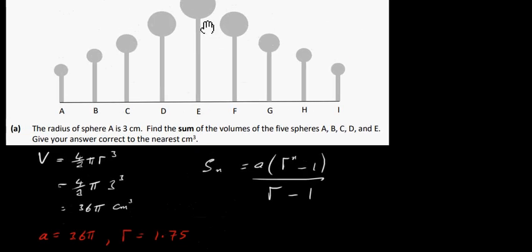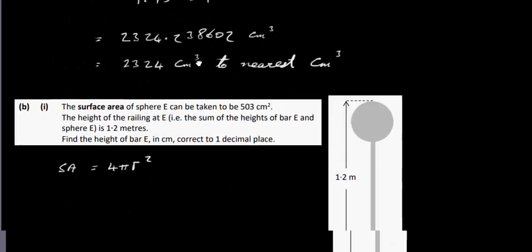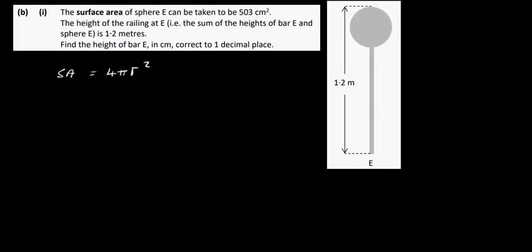It's the tallest one, if you like, the biggest sphere, and it's the one in the middle. So we have 1, 2, 3, 4, 5. It's the 5th one. So the surface area of E is 503 centimeters squared.